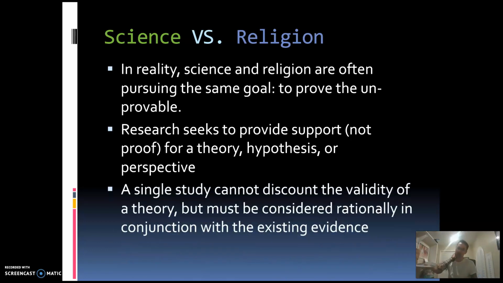And this is kind of a paraphrase of a quote from Albert Einstein. Basically, a single study cannot discount the validity of a theory, but must be considered rationally in conjunction with the existing evidence. So he said basically, if there's 100 studies that show that I'm right, and only one study that shows that I'm wrong, I have to accept the possibility that I'm wrong. Right? Not that you are necessarily wrong, but you have to accept that there's a possibility that you are wrong, even though there's 100 pieces of evidence to indicate you're not. One denotes that you are or could possibly be, and you must acknowledge that, right? That's what we're talking about. Plausible rival hypotheses, as we talked about earlier in this lecture.